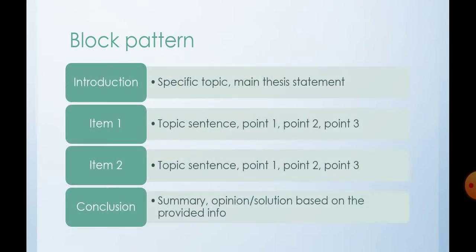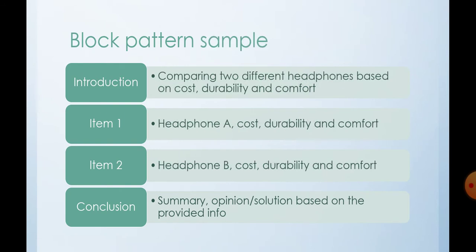When the items discussed are different, the organization by point won't work well. In this case, choose a block pattern for your essay. Each body paragraph or each block will discuss the peculiarities of one item, which will make your text easier to read. Now let's have a look at the block pattern sample here.